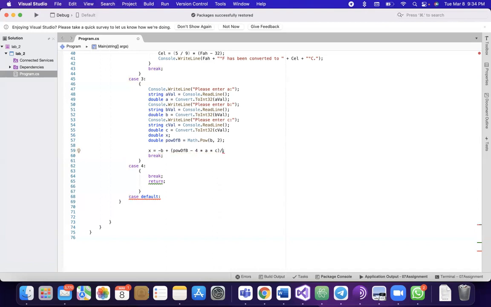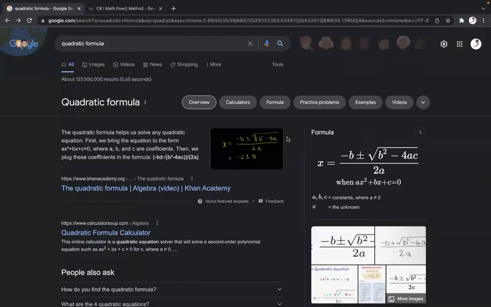Is there a difference between using this sign and this sign? Does anyone know? Sorry, which one? Between using this sign and this sign? I think when you use the percentage one, it returns the remainder. Yeah, it is the remainder part, and this is actually the quotient. Okay.